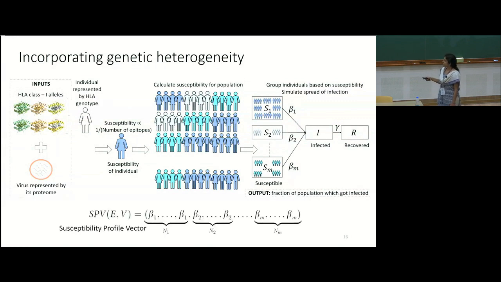Now, in our simulations, we represent a population using a vector called the susceptibility profile vector. In this vector, which we term SPV, every individual in the population is represented by their corresponding beta value.